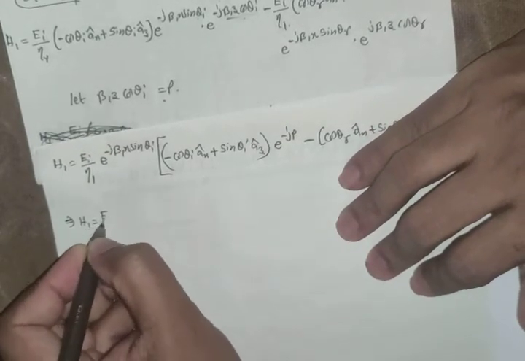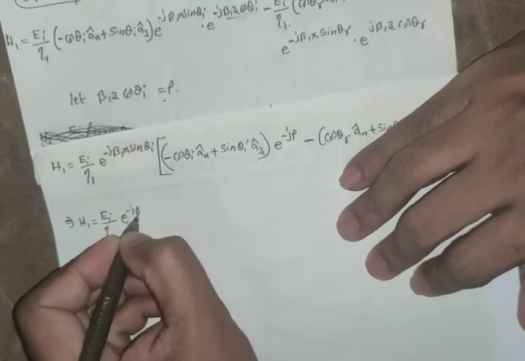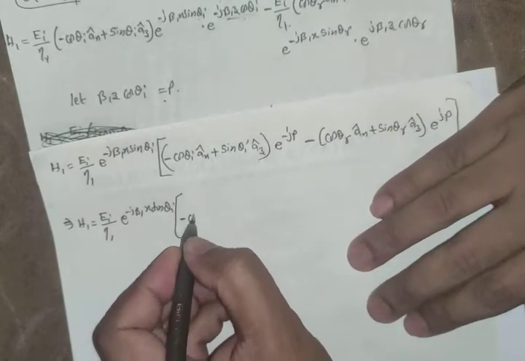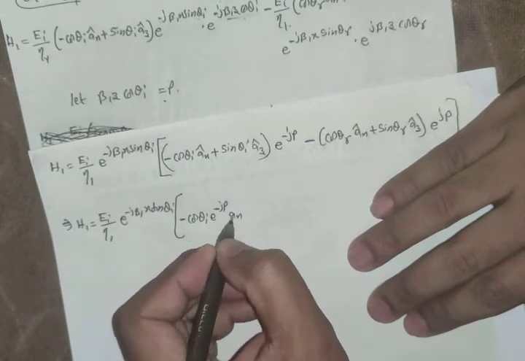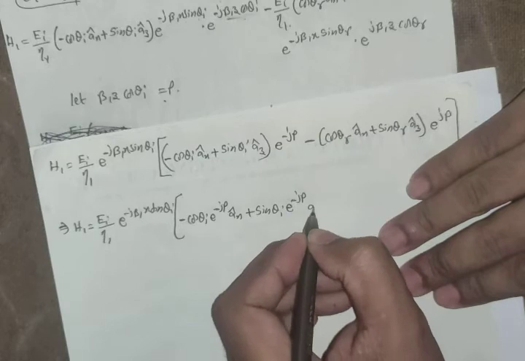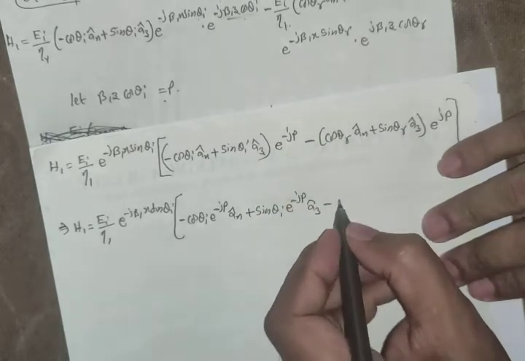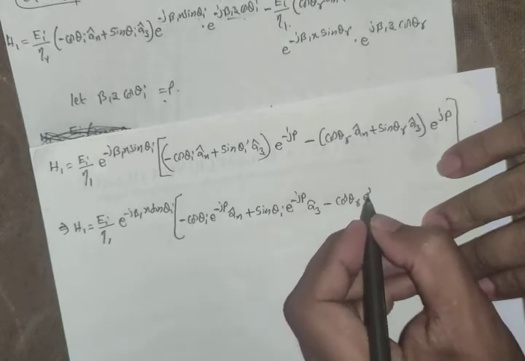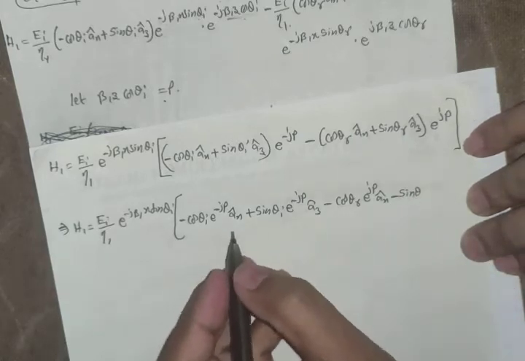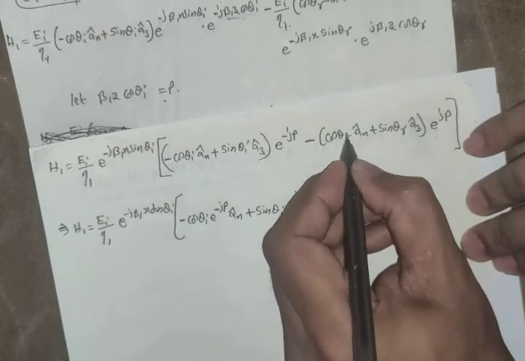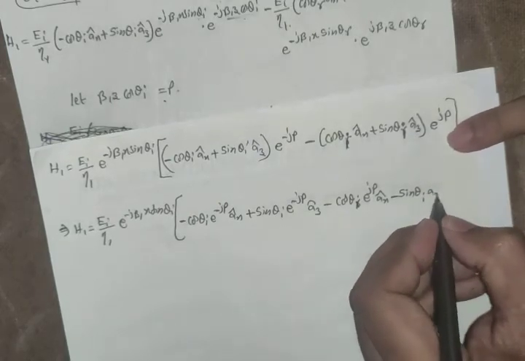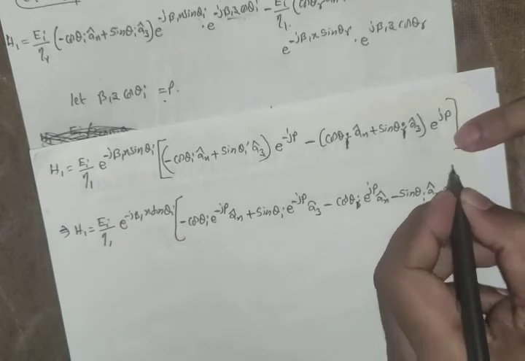So the total magnetic field equals Ei by eta 1 into e to the power of minus j beta 1 x sin theta i into, simplifying this equation, minus cos theta i e to the power of minus jp into ax cap, similarly plus sin theta i into e to the power of minus jp into az cap, similarly minus cos theta r into e to the power of jp into ax cap, next minus sin theta, since we assumed theta r equal to theta i, this is also theta i, sin theta i into az cap into e to the power of jp.